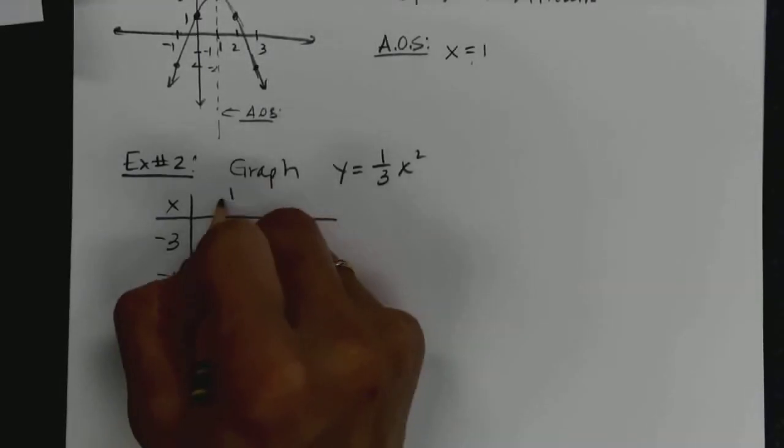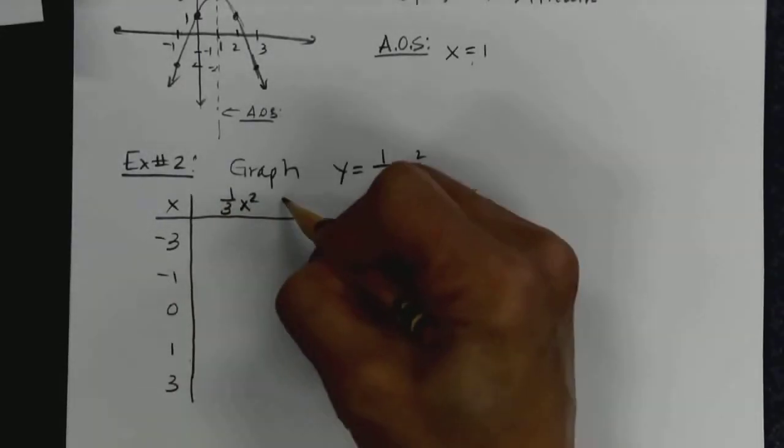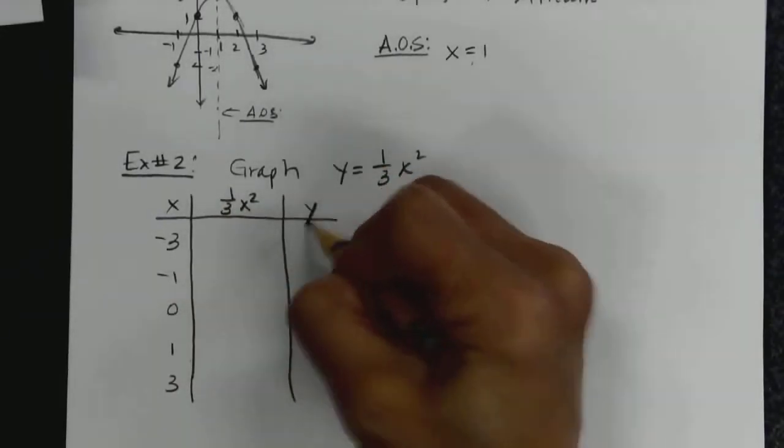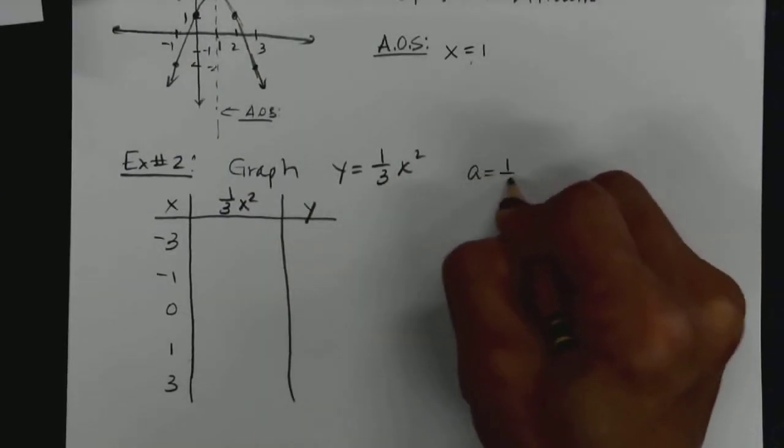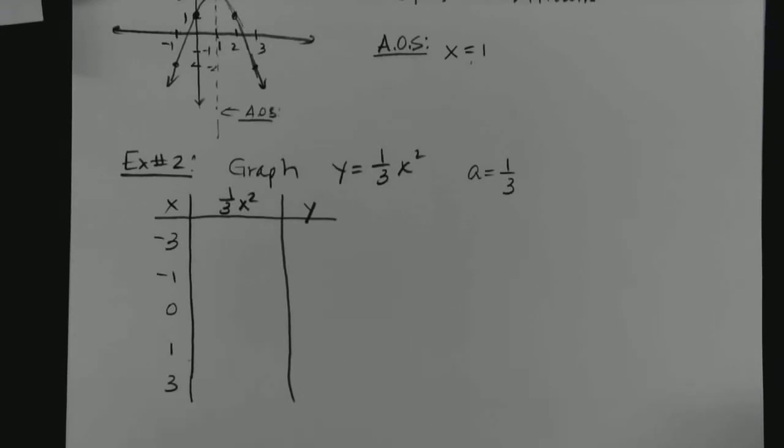So now my function is y = 1/3 x squared, and I'm going to locate my y value. Now, a is 1/3, right? Everybody agree? Is this parabola pointing up or upside down?